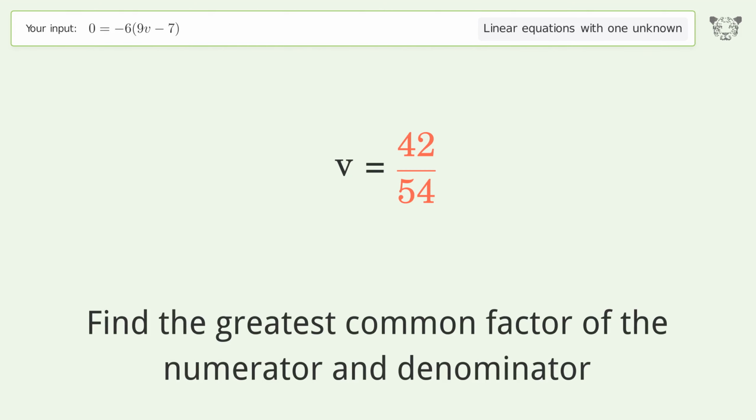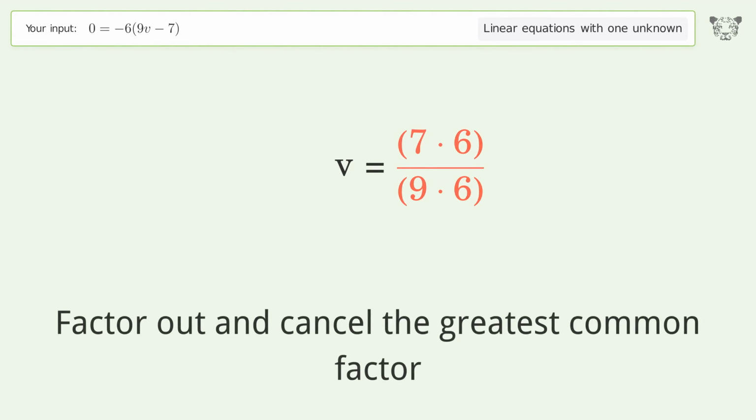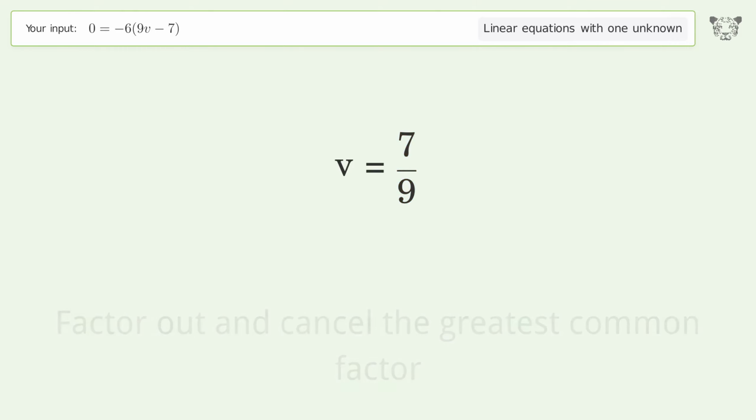Find the greatest common factor of the numerator and denominator. Factor out and cancel the greatest common factor. And so the final result is v equals 7/9.